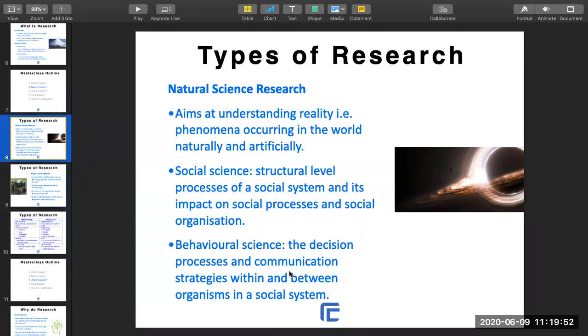You can also have the physical sciences, those who study physics, biological sciences, psychological sciences. All these things come from the disciplines or the communities of study that people form around various subjects. But so far as they are aiming at understanding a reality, we call it natural science research.